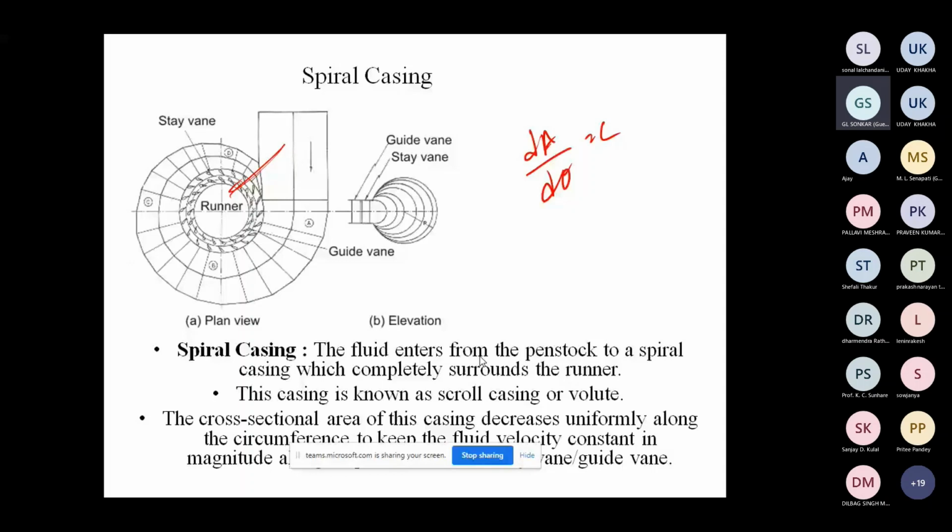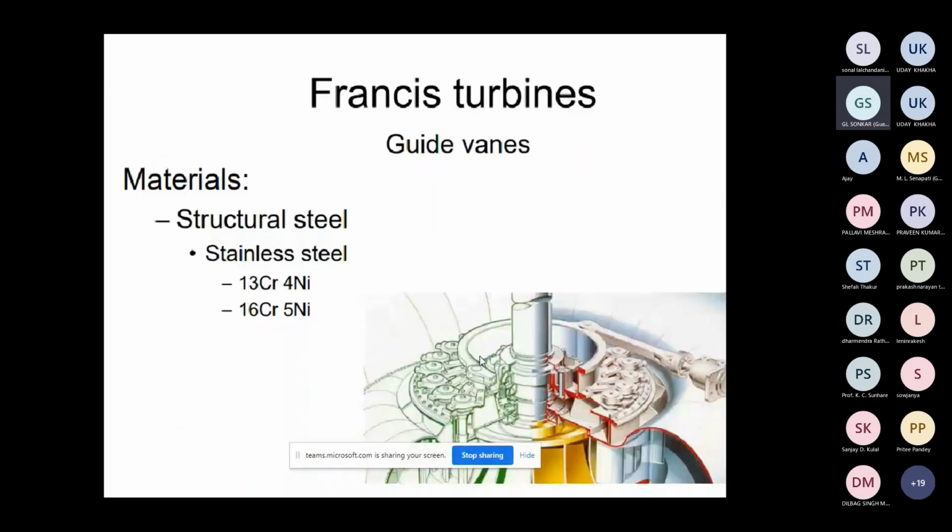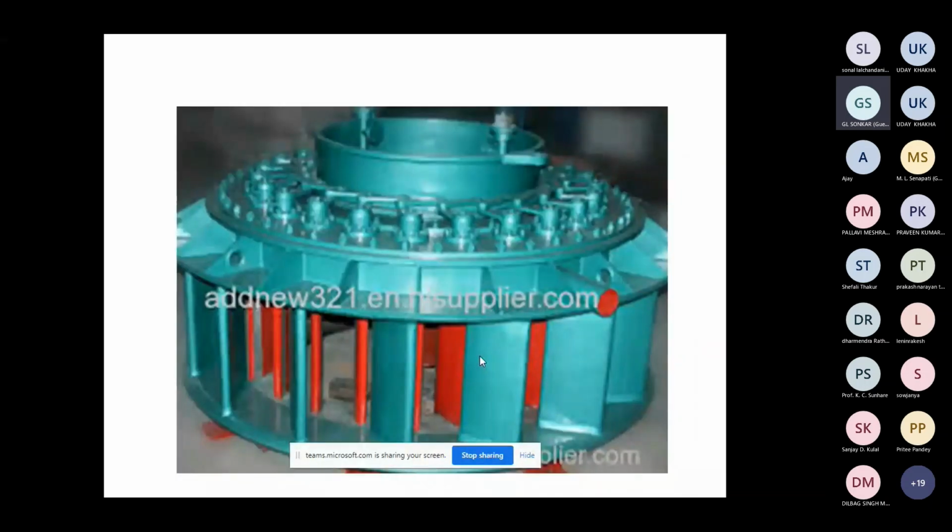Okay, this is the material, stainless steel. They are using stainless steel for the guide vanes, with chromium and nickel. Here you can see the red blades. They are the guide vanes. Guide vanes are in front of the runner. You will see the runner is faced by the guide vanes only.